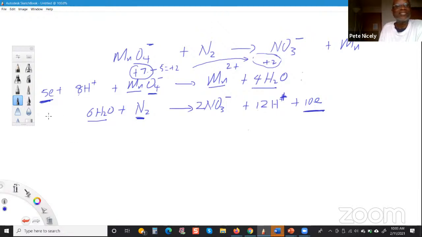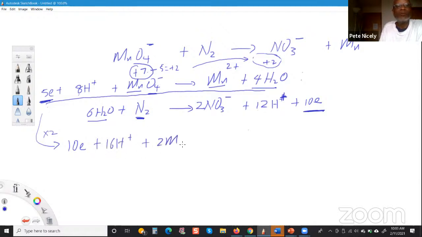And how do we do that? In this case, we simply multiply this one by 2. So when we multiply by 2, we're going to get 10 electrons here. And by the way, you have to multiply the entire equation by 2, not just the 10 electrons. So that means that this becomes 16 hydrogen ions plus 2 MnO4 minus, and that takes care of everything on the left. And then on the right, we're going to have 2 Mn2+ plus 8 H2O, all right?